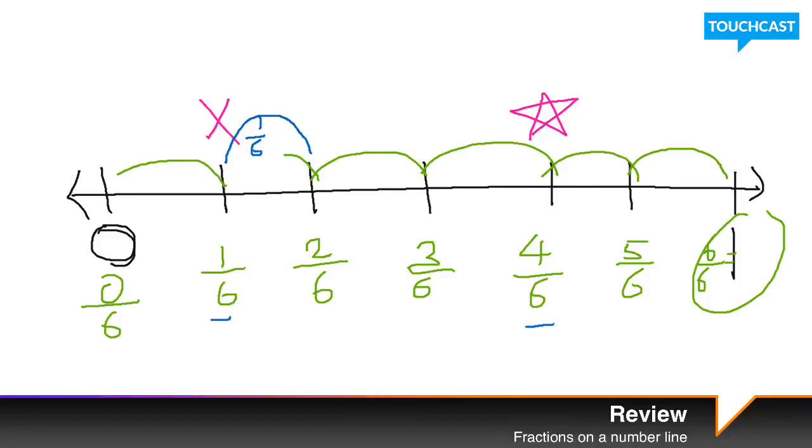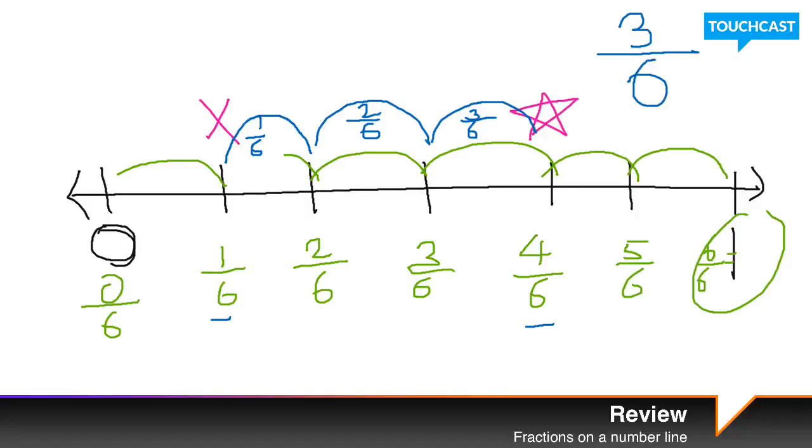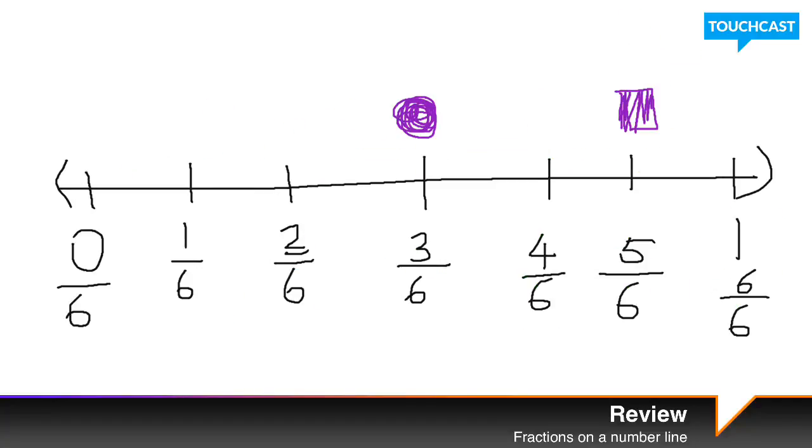1/6 of the distance, 2/6 of the distance, 3/6 of the distance. So when I ask you, what is the distance between x and the star, you can tell me it is 3/6 of the distance. Notice that I'm not circling 3/6. I'm not circling that. Nope. Not doing that. I am writing the answer on the side. The distance is 3/6.